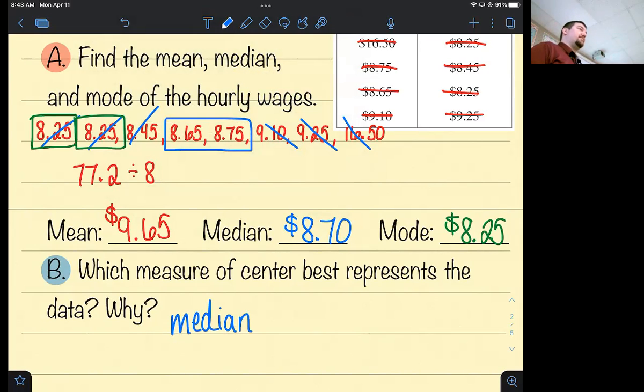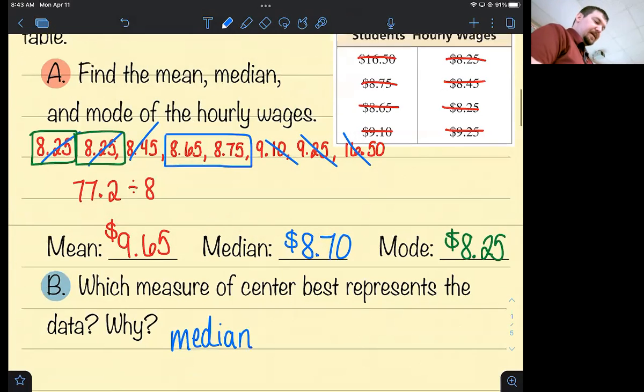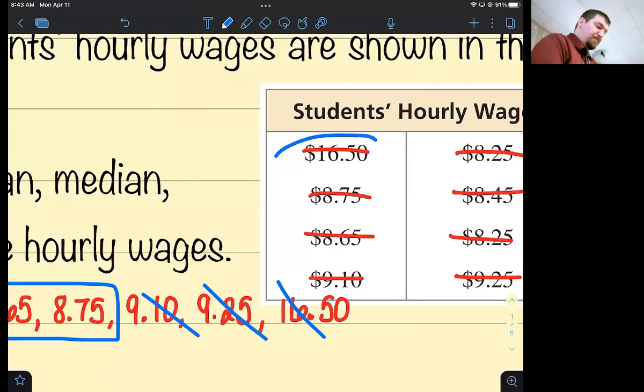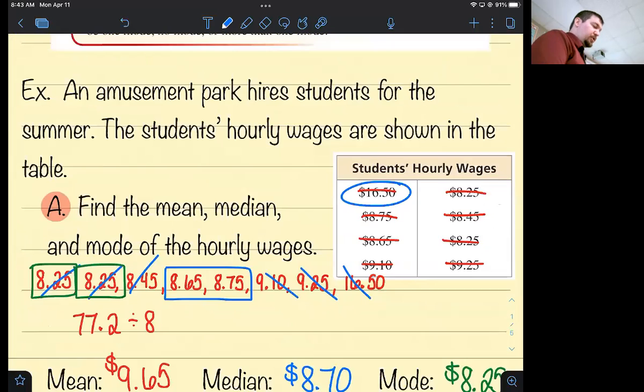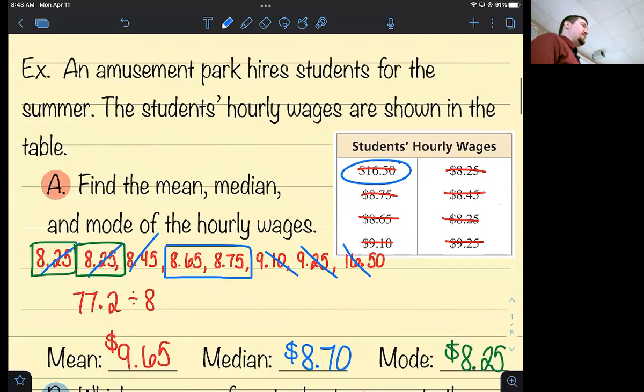Hannah? Because there's an outlier. You're exactly right. And what is our outlier, Hannah? Yep. One of these new employees is making basically twice what everybody else is making. And I'm not sure what their job is. It must be more difficult or must require more work. But whatever they hired this student to do, they're getting paid almost twice as much as everybody else.